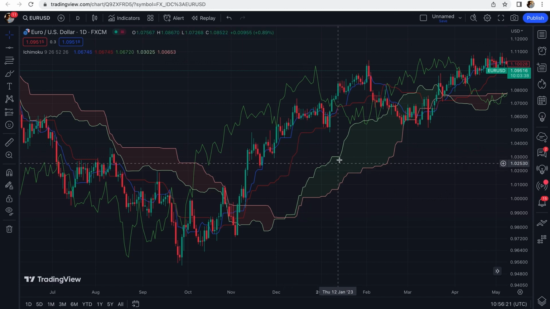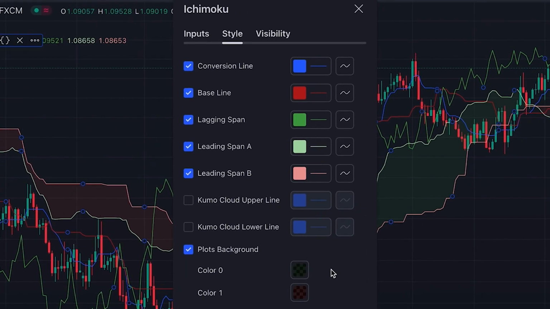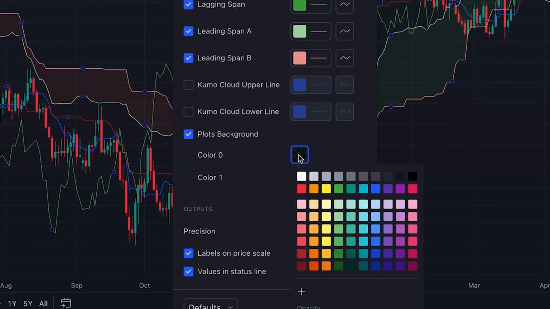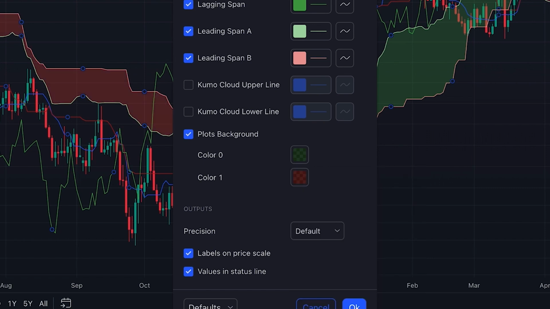Before I start, let me increase the opacity of this green and red area here in its settings, so it will be easier for you to distinguish between them. Here for the green one, we increase the opacity to, for example, 30%, and for the red one also we increase it to 30%. Alright, now it's better.